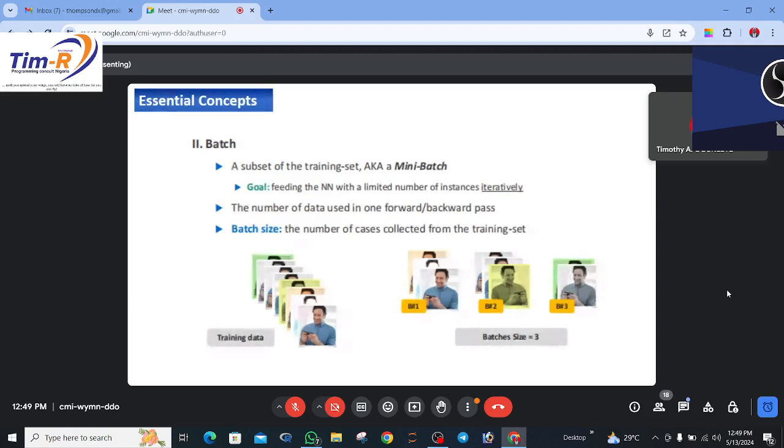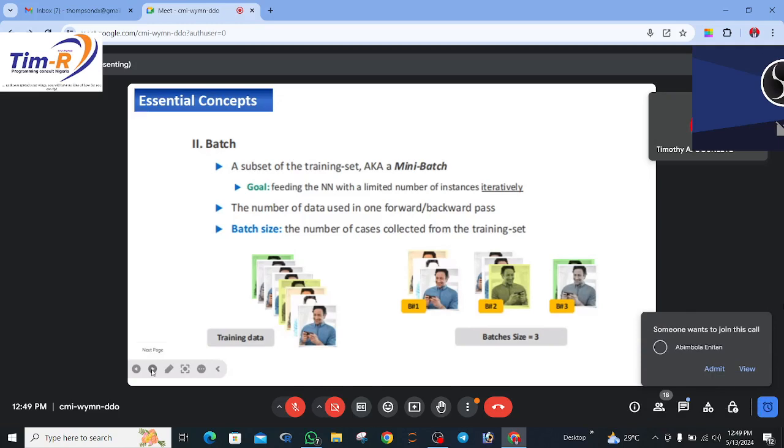Now the batch size is the number of cases collected from the training set. So we can have batch one, batch two, batch three, and the batch size depends on the complexity of the model that we're trying to build. In certain cases, 10 batches is okay, some 20 batches, some 100 batches, depending on the model or the data set itself. So that's the second terminology, which is called batch.